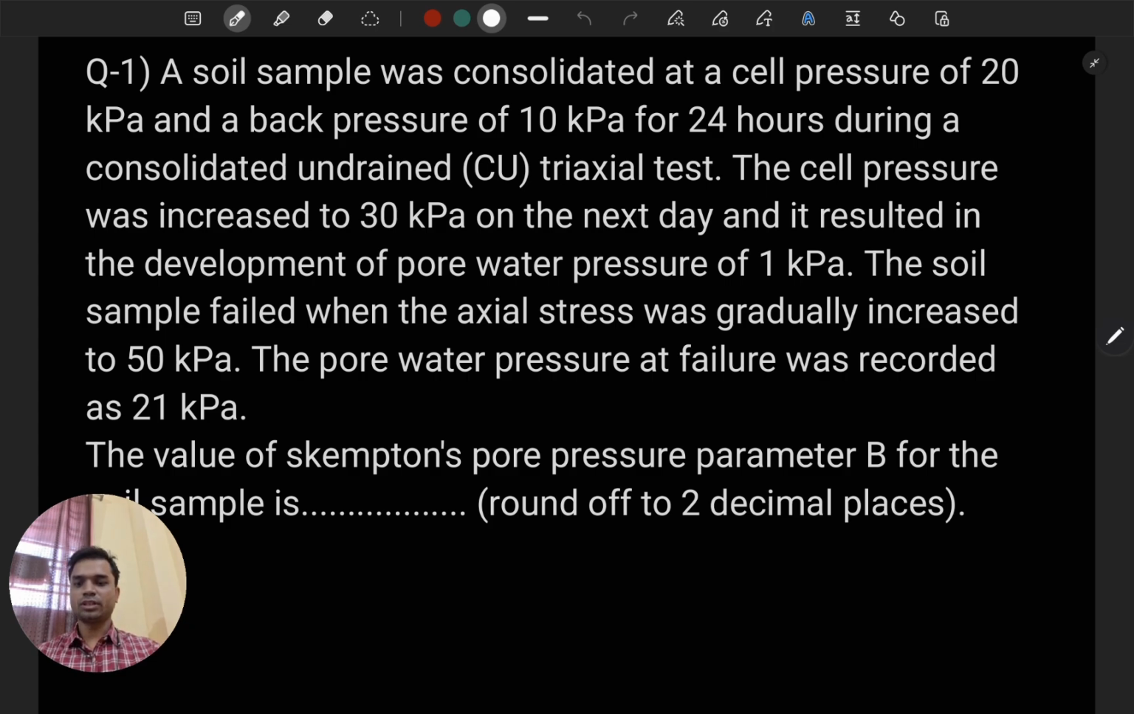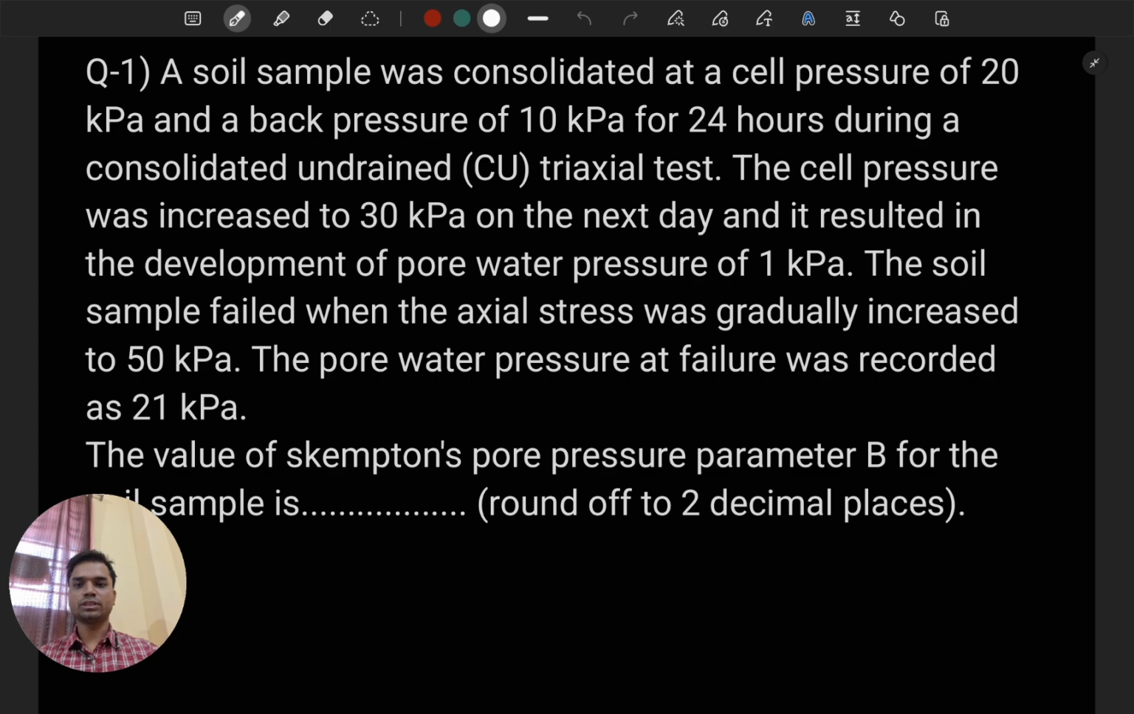Let's solve some geotechnical problem which was recently asked in GATE 2024. Let's begin. A soil sample was consolidated at a cell pressure of 20 kilopascal and a back pressure of 10 kilopascal for 24 hours during a consolidated undrained triaxial test.